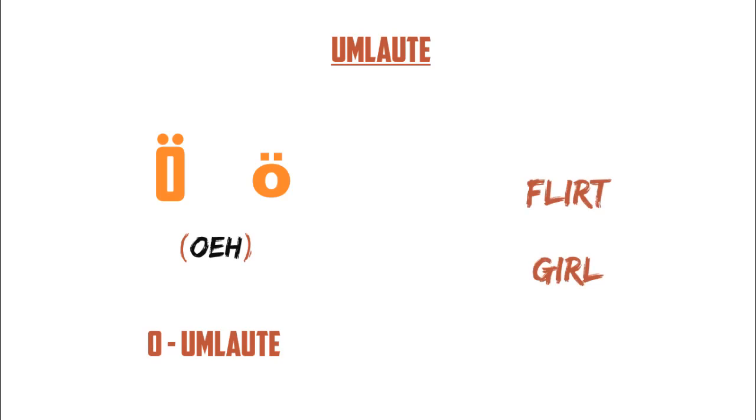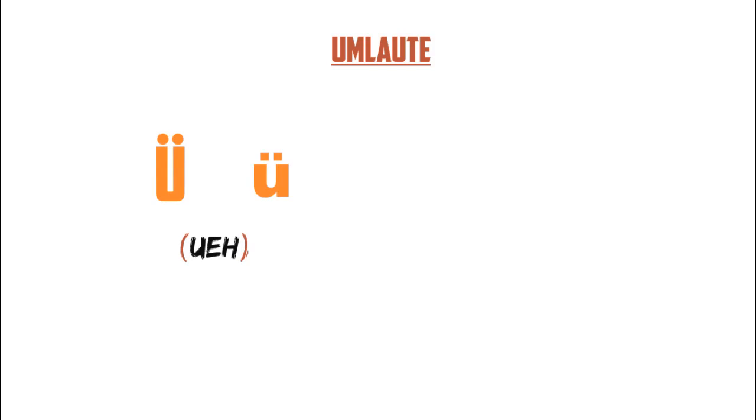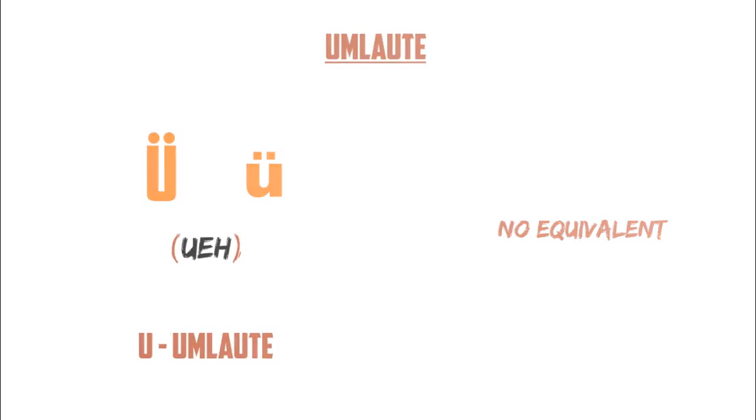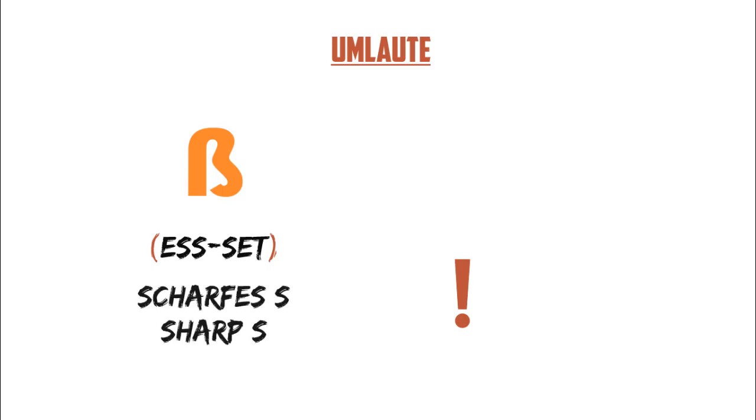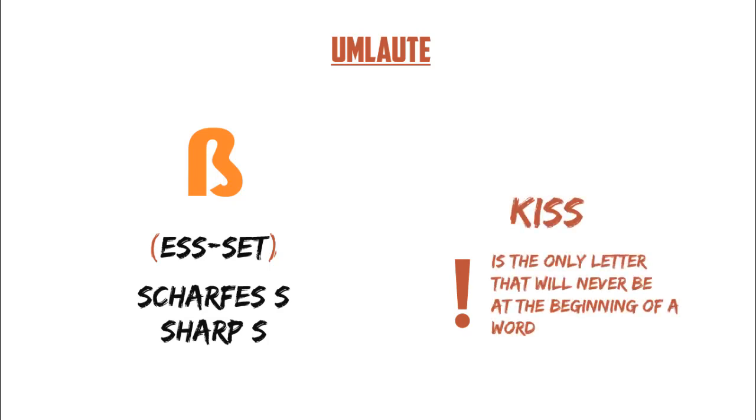The second one is O Umlaut, which is pronounced like the sound in the words girl or flirt. The last umlaut is U Umlaut. There is no equivalent sound for U Umlaut in English. And lastly, we have one more special letter in the German alphabet, that is Eszett, known as sharp S. This is pronounced like the double S in the word kiss, and this is the only letter that will never be at the beginning of any word.